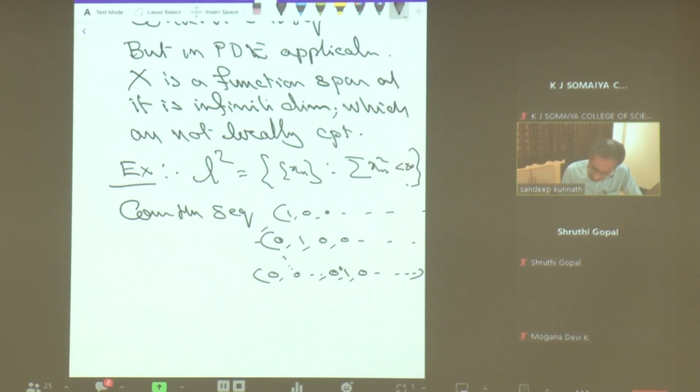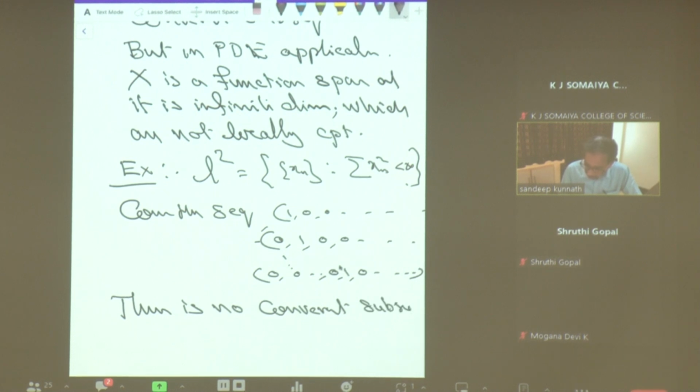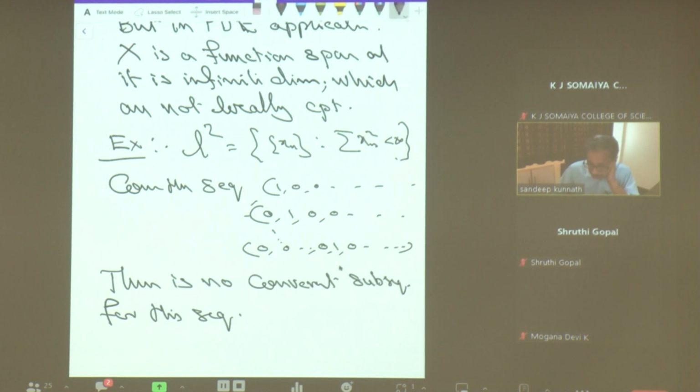Okay, so this distance between any two members is a definite positive number, and there is no convergent subsequence for this sequence. So this is one of the main difficulties. In an arbitrary Banach space, given a sequence, even if it is bounded, you may not be able to find a convergent subsequence.